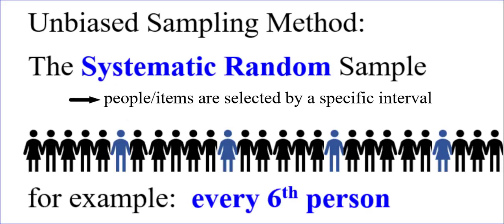Now, more commonly in statistics, what is used is a systematic random sample, having a systematic way of getting a random sample. And the way that is done is where the people or the items are selected by a specific interval. What do I mean by interval? Here's an example. Every sixth person from the population is selected. That would be an example of a specific interval.